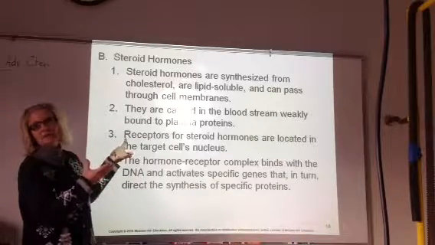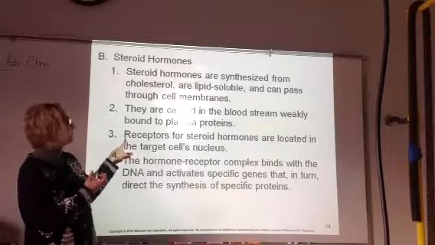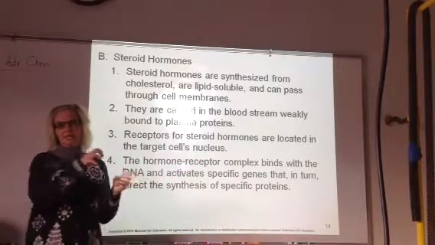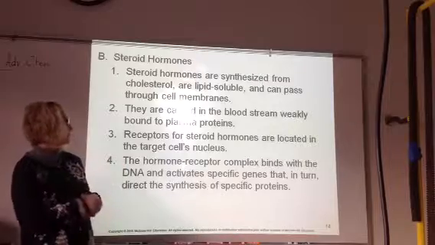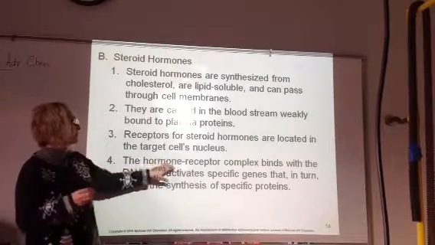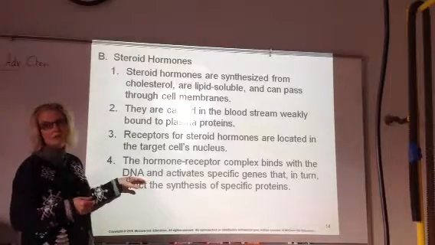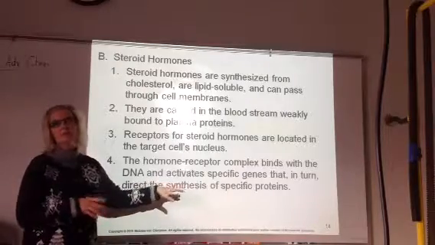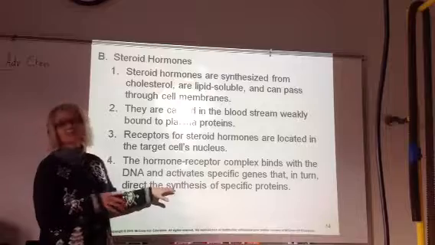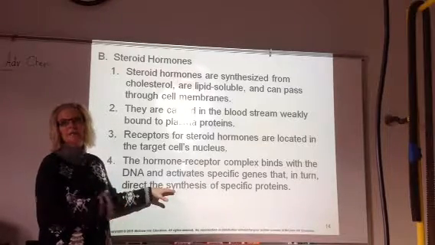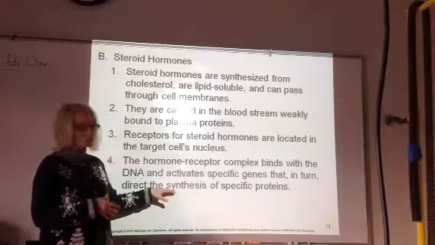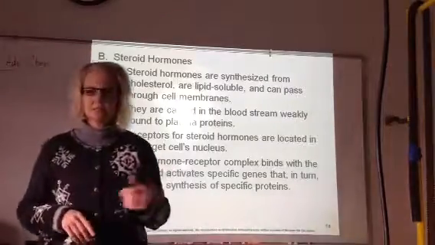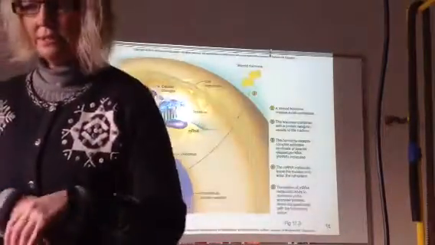Receptors: if I have a target cell that's going to pick up a steroid, the receptor is going to be inside of the nucleus. So steroids have to enter the cell and get to the nucleus to actually perform their function. Then that receptor binds with the DNA inside of the nucleus and activates specific genes that make proteins. So back to biology again, protein synthesis. We talked about transcription, translation. Your steroids are very important for dictating what proteins are made and translated.